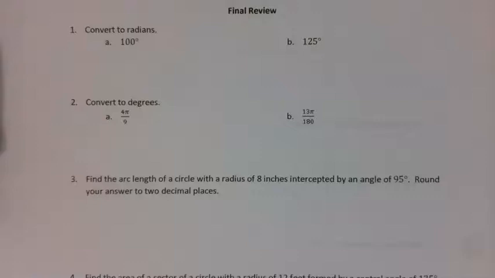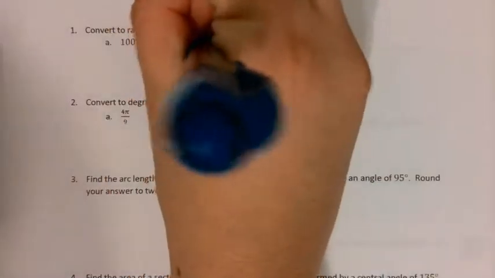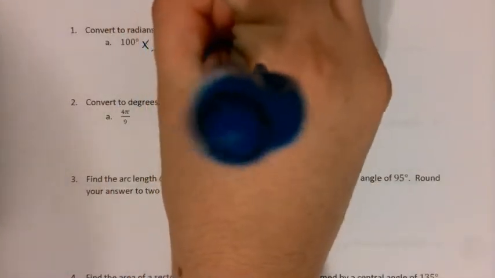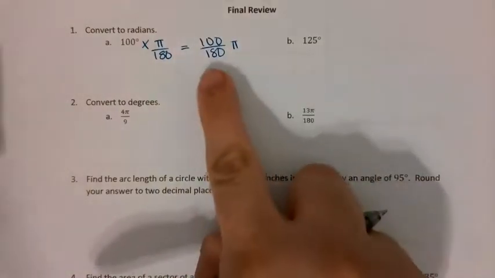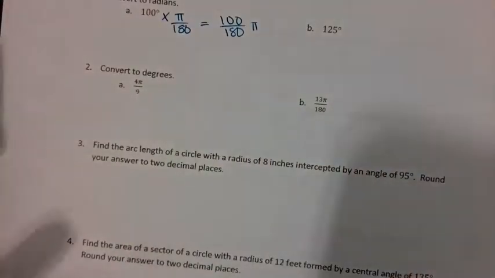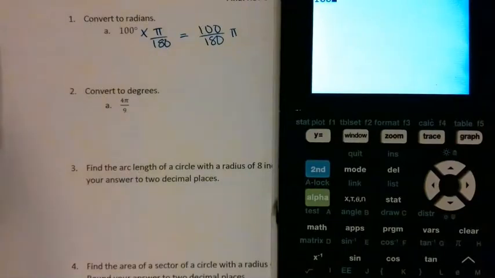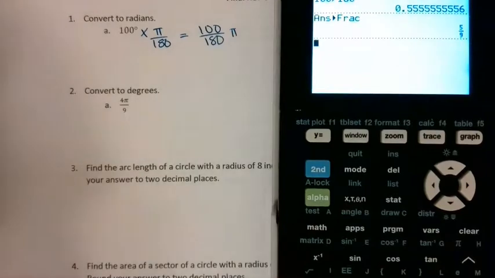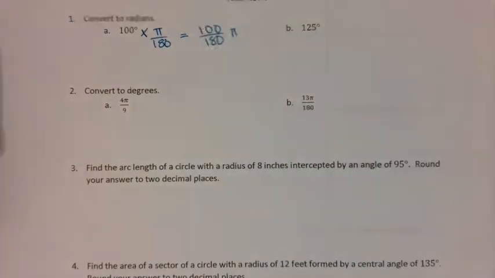Okay, so for the first problem, I'm converting to radians. Remember, to convert to radians, I multiply by pi over 180. I can rewrite this as 100 over 180 times pi. I want to simplify this fraction, so I can use my calculator to do so. I do 100 divided by 180. If I go back to math fraction, it turns it into 5/9.